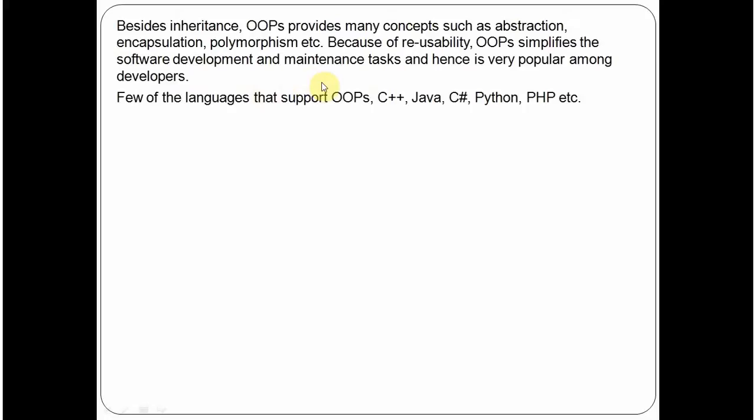Not only inheritance, there are several other aspects like polymorphism and abstraction. There are so many aspects in OOPS that make it highly popular among developers. A few of the languages that support OOPS are C++, Java, C#, Python, PHP, etc.